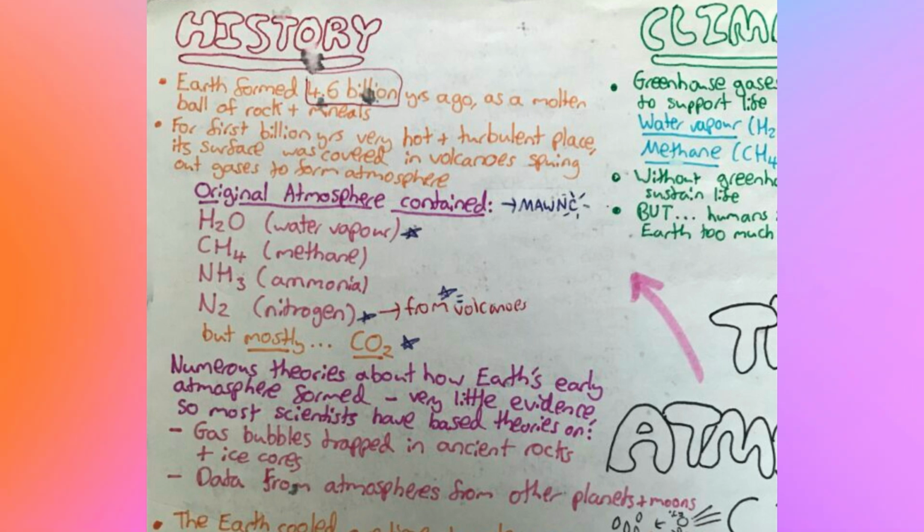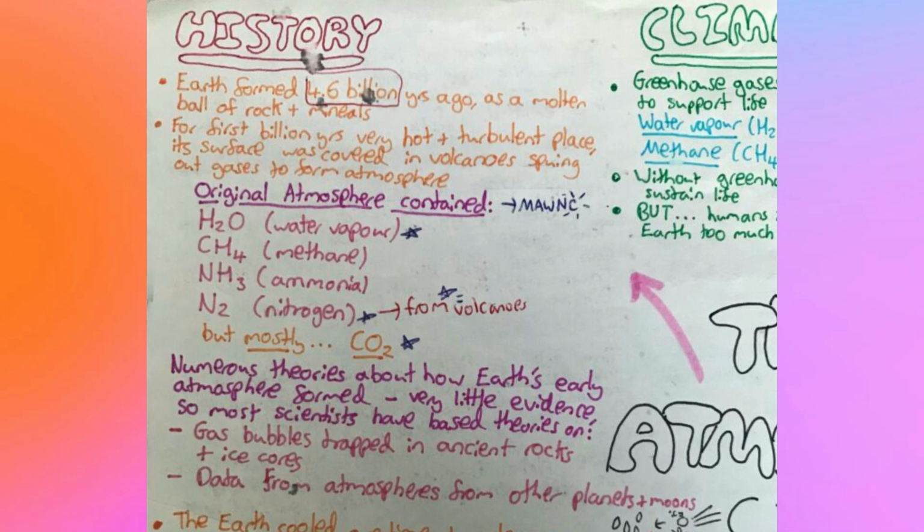The way that we can remember what the original atmosphere contained is the little mnemonic MONC. So we have methane, ammonia, water vapour, nitrogen, but mostly carbon dioxide. Now, our water vapour, nitrogen and carbon dioxide come from the volcanoes. Those are the gases that the volcanoes are spewing out, essentially.